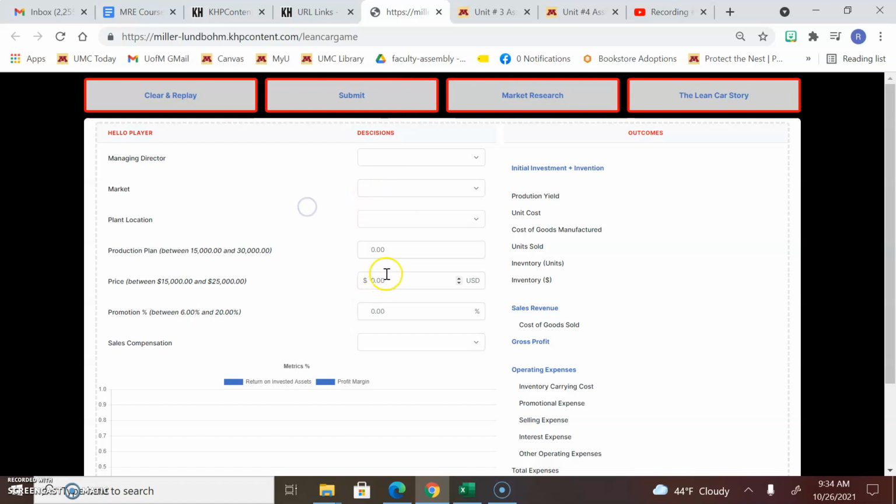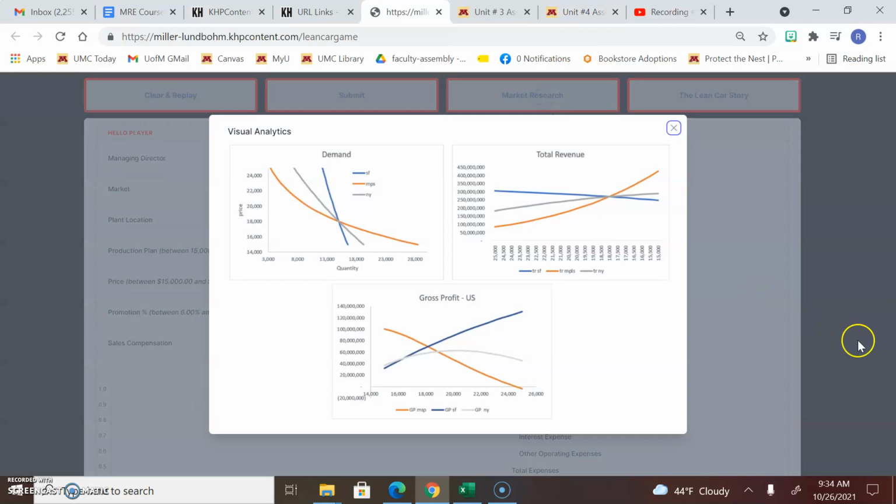You must also choose a price for the vehicle. Initial research has indicated that between $15,000 and $25,000 is a good amount to charge. You can also use your market research in here to look up how your price and revenues for each location are going to play out. You have a little bit different price elasticity for each market, so you want to look at that.